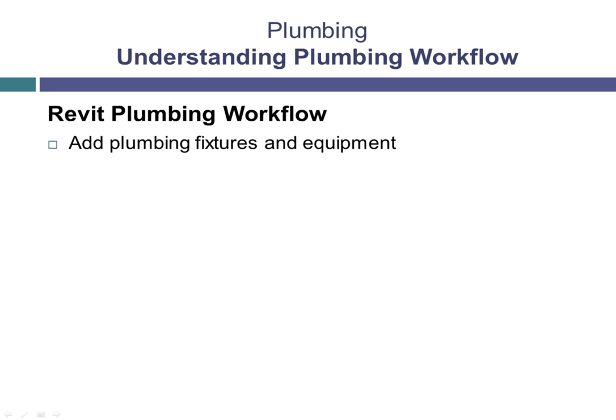Typically, the architectural team places plumbing fixtures in their model. You can use tools in Revit to copy the fixtures from the architectural model and place them in the MEP model. Then Revit can monitor the fixtures in the architectural model and inform you of any location changes. You can also use tools in Revit to place plumbing fixtures and additional equipment.